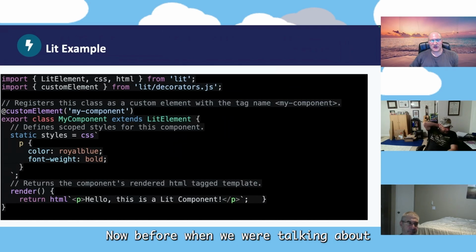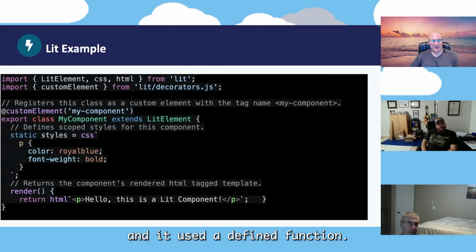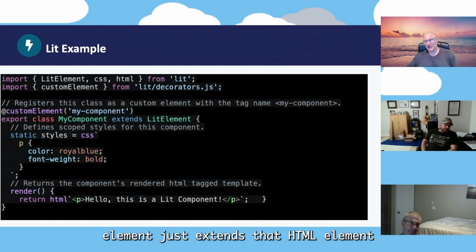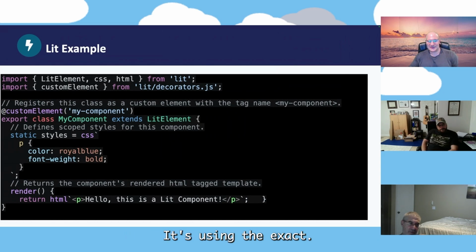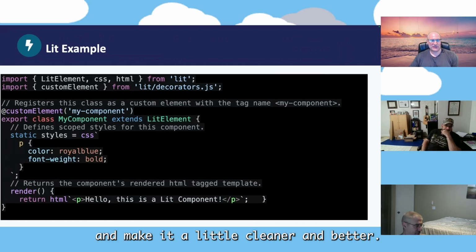Now before, when we were talking about custom elements in web components, it was on the bottom and it used a define function. So this just made it a little declarative statement saying custom elements my component. Now they export a class. It does a similar thing, except it extends LitElement, and LitElement just extends that HTMLElement from before. It's a very small library, and it uses the web components library, but it's just adding some features. So it's extending its own class. And it adds some things to try and simplify it and make it a little cleaner and better.